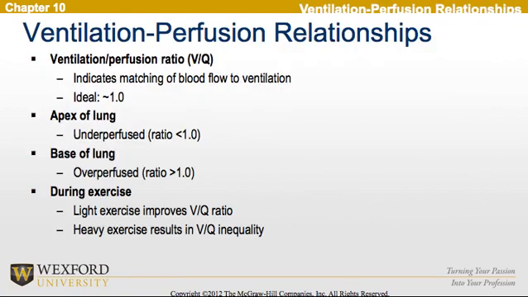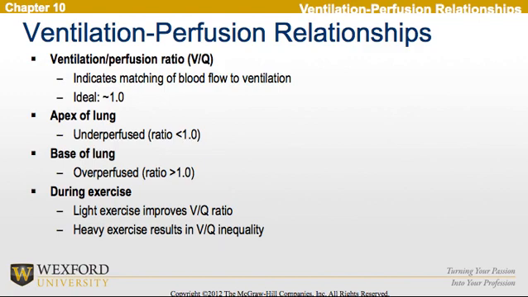Now, if we look at the ventilation-perfusion relationships, we can first examine the ventilation-perfusion ratio. It indicates the matching of blood flow to ventilation. Ideally, the ratio would be 1.0. At the apex of the lung, it is underperfused, however, and the ratio is less than 1. And at the base of the lung, it is overperfused, where we have a ratio greater than 1.